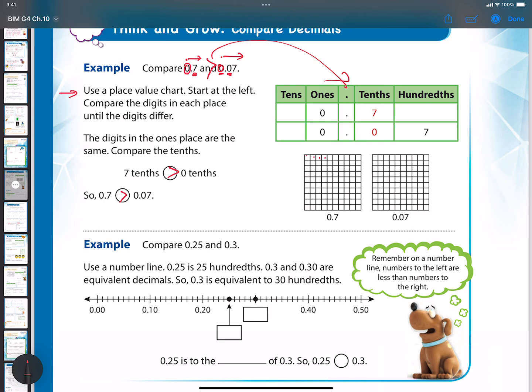If you want to use this model, let's go. 1, 2, 3, 4, 5, 6, 7. So I'm going to just draw this line in here, and then scribble.